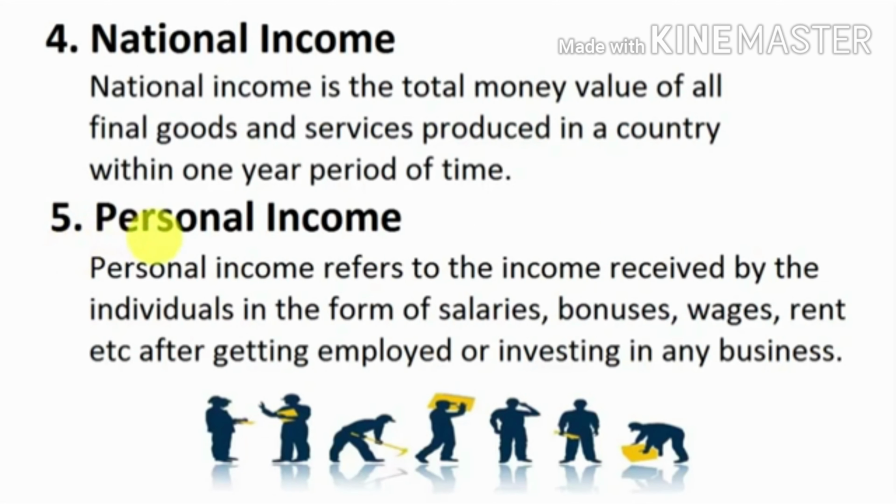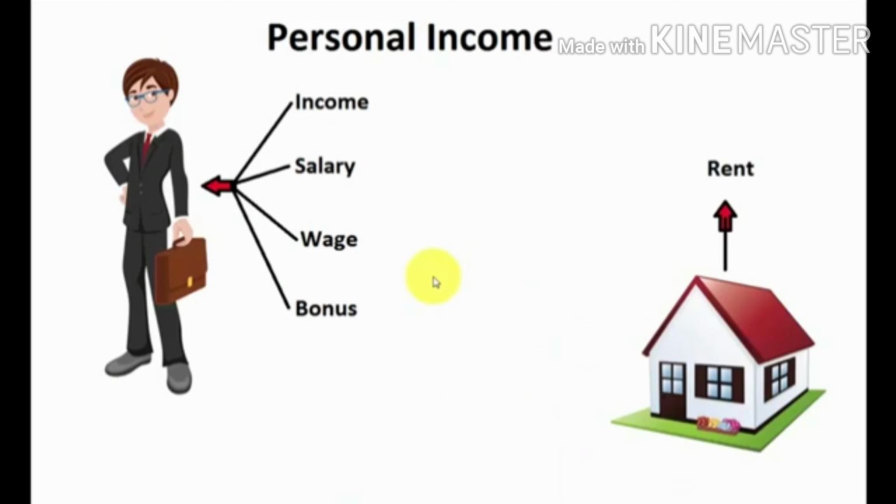The next concept of national income is personal income. Personal income refers to the income received by individuals in the form of salaries, bonuses, wages, rent, etc. after getting employed or investing in any business. Simply, we can say that personal income is the money received by individuals after completing their job or investing in any business, which includes salary, wages, bonuses, and rent from a house. One thing is very important: in personal income we do not exclude income tax. We also calculate income tax in personal income.